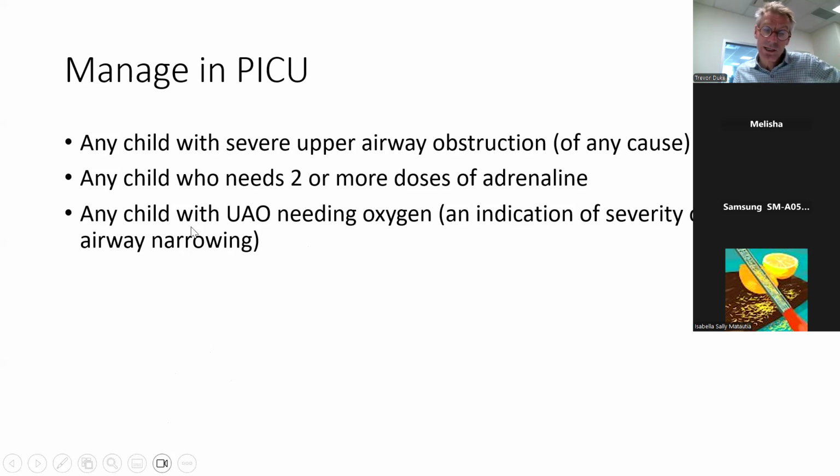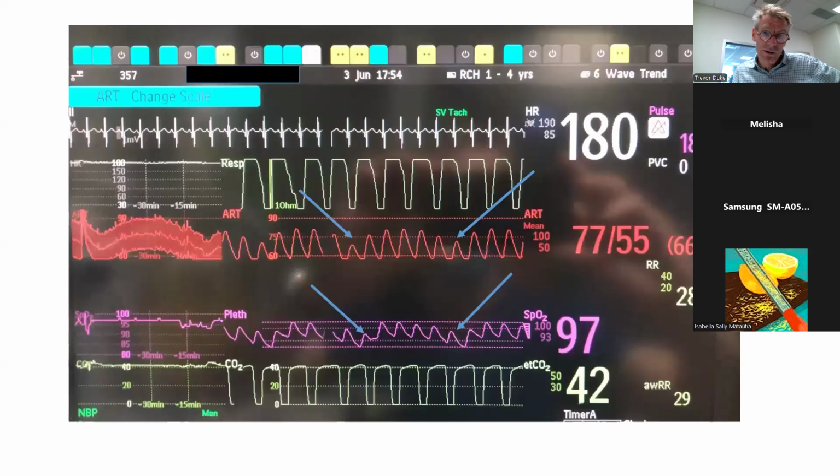You should manage them in the ICU. Any child who needs more than 2 doses of adrenaline should be managed in an ICU environment, a high dependency area where they can be carefully monitored. And any child who has upper airway obstruction who needs oxygen, as I said, it's an indication of severity of airway narrowing, and they need to be managed in an ICU.